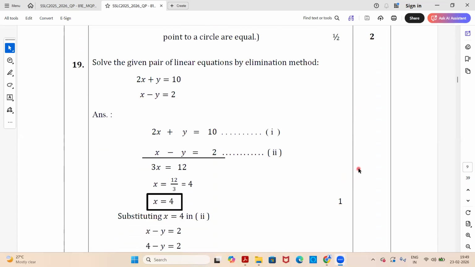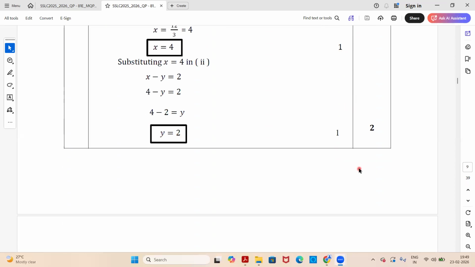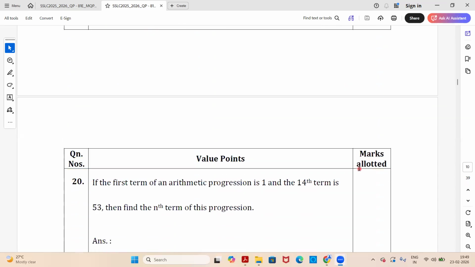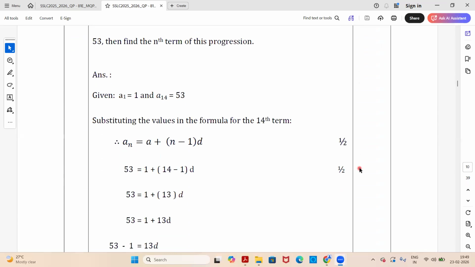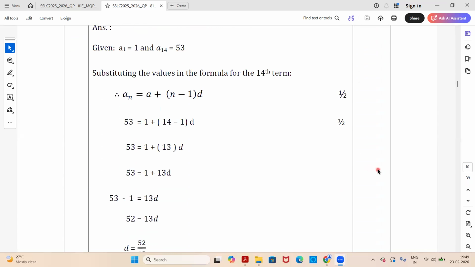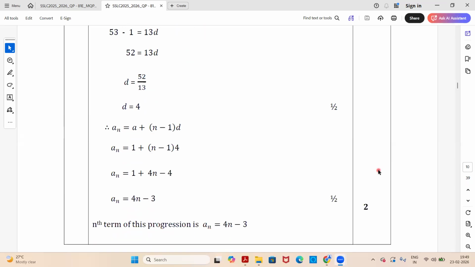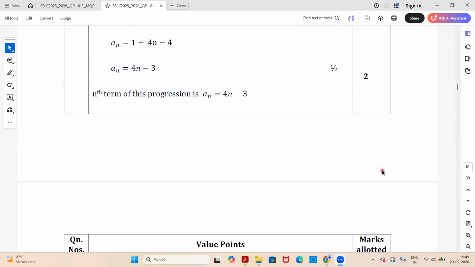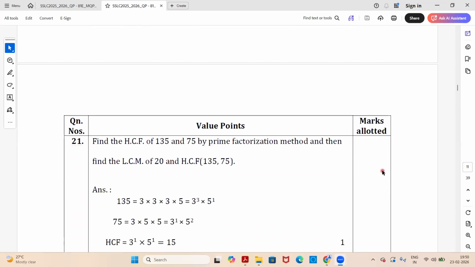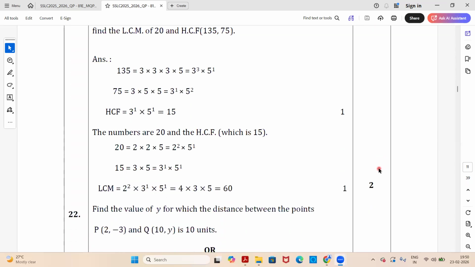Question 19, 20th question, arithmetic progression question. So these many steps have to be done. Question 21, factorization method.